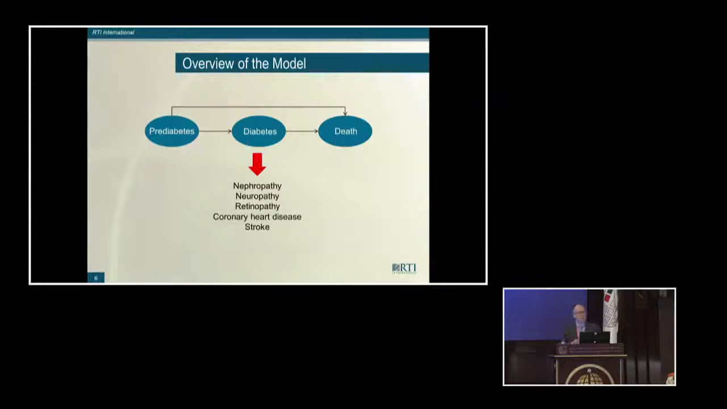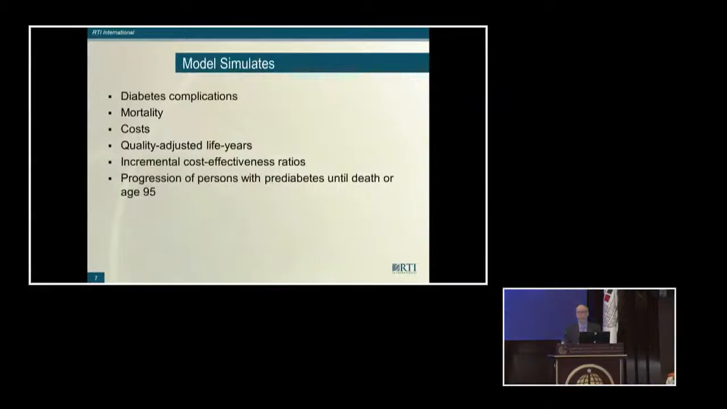So the model represents, along these lines, these arrows, transition probabilities between states, and we put interventions that can potentially slow these transition probabilities. The model simulates disease complications, mortality, costs, quality-adjusted life years, which correct for both the mortality and morbidity, incremental cost-effectiveness ratios, and the progression of persons with prediabetes until death or age 95.